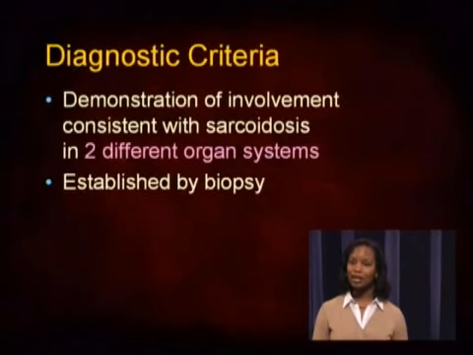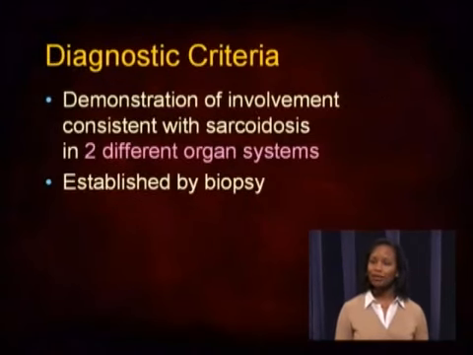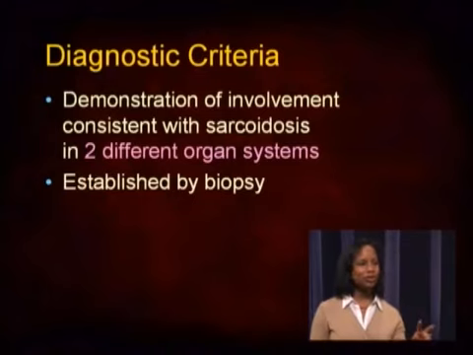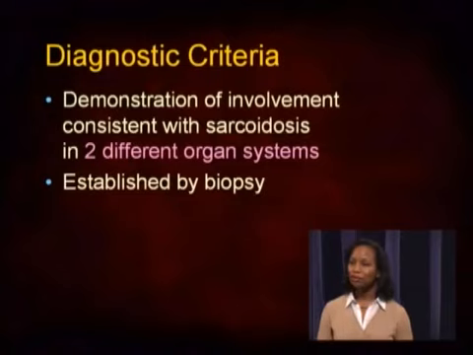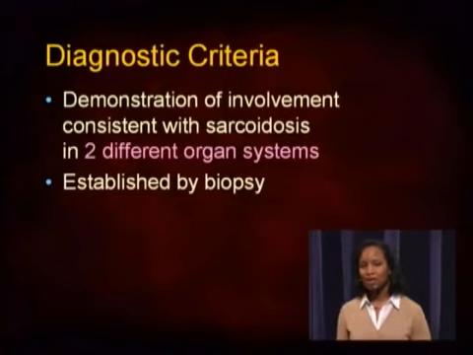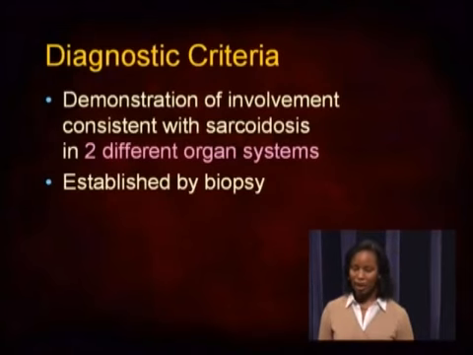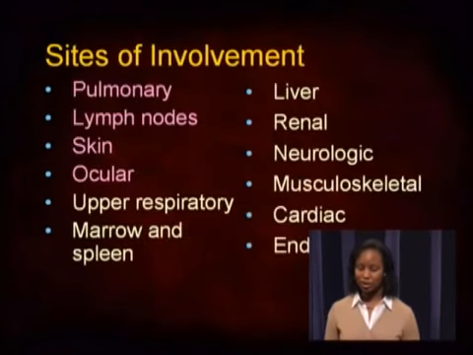So in order to make a diagnosis of sarcoidosis, you have to have involvement in two different tissues of the body, and that has to be confirmed with a biopsy. So skin biopsy and maybe a bronchoscopy or biopsy from elsewhere in the body to confirm a diagnosis.